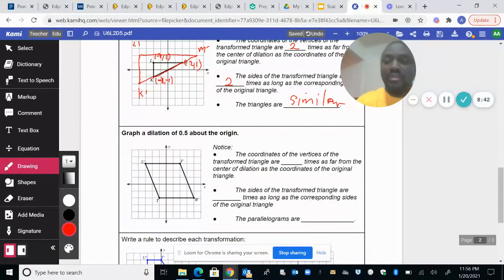We're going to do the same thing for the next problem. The scale factor here is half. So I'm going to take V. The X component of V is 2 and the Y component is 3. So I'm going to take half of 2, which is 1, and half of 3 is 1.5. So I'm going to have V prime somewhere here.